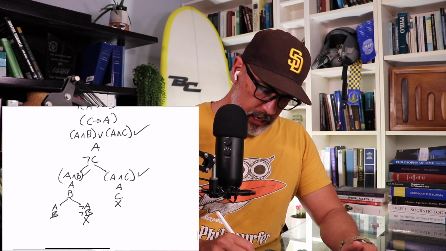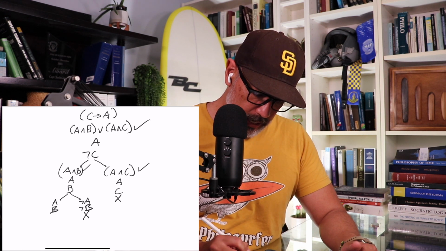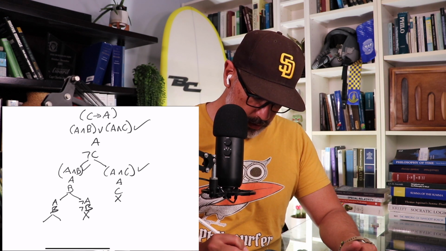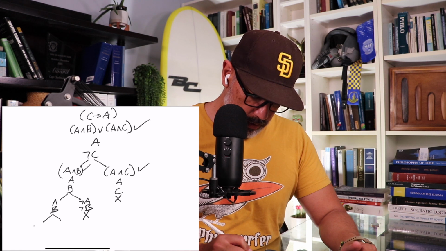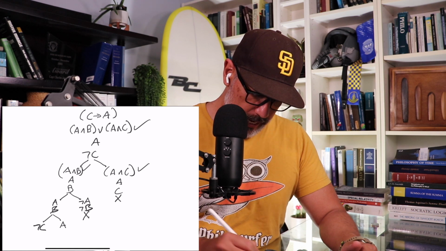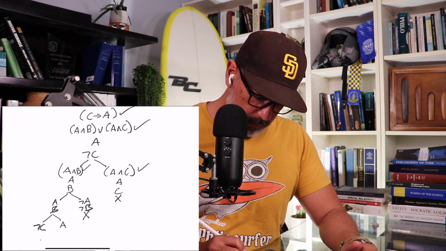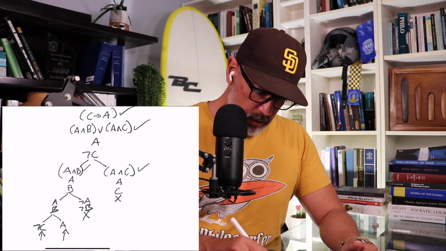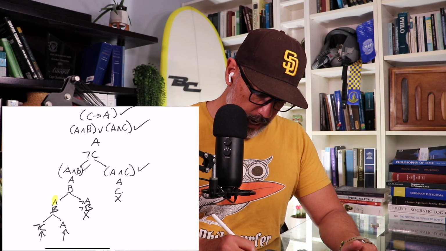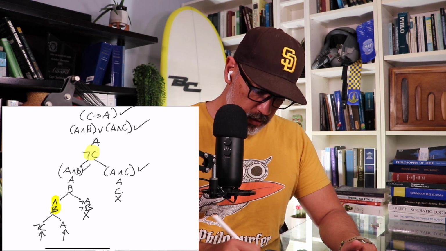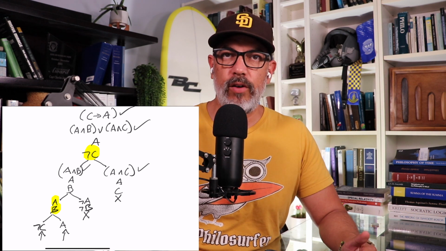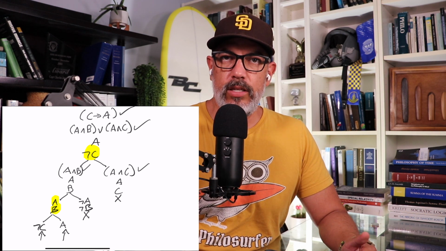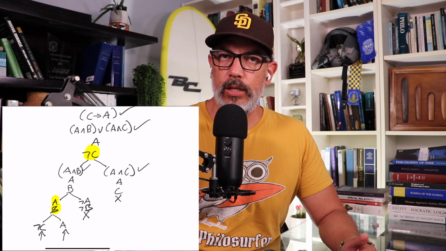Check. And then we have the if C then A. And that looks like this. Either not C or A. Check. So we have an open branch here and an open branch here. It looks like when A is true, B is false, and A is true, B is true, and C is false, then this set of propositions can all be true at the same time.